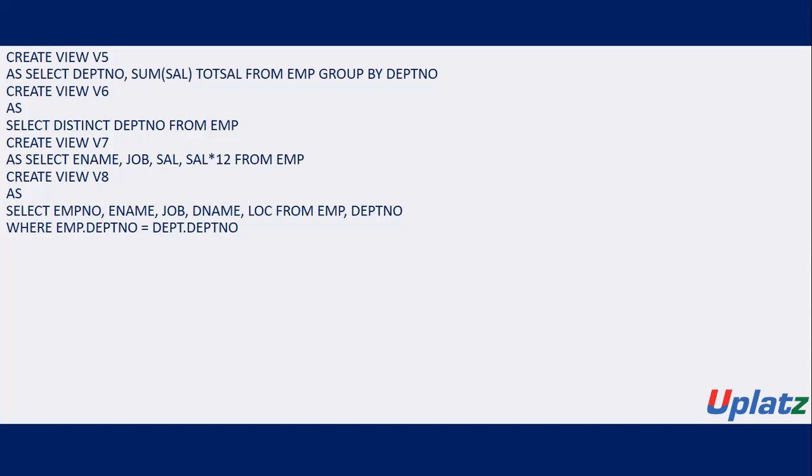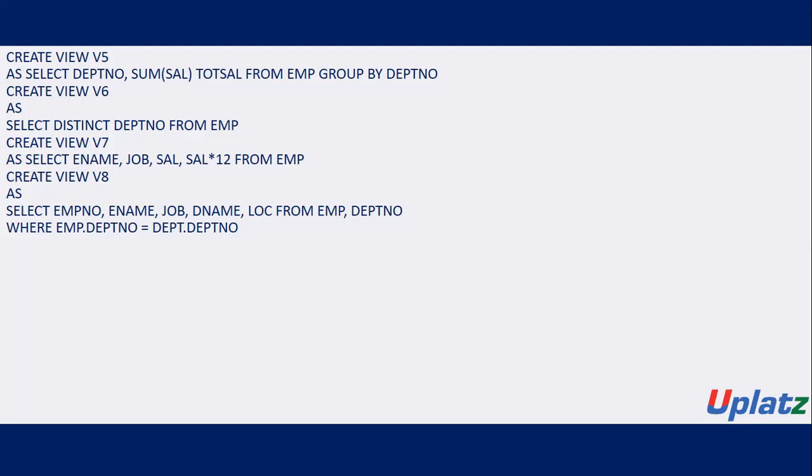So it gives the aggregate summation salary of the employee based on the department. Department wise aggregate summation salary, this query provides, that is it creates the view on the department aggregation salary, summation salary. So the next example is create view V6. We are creating a new view called V6 as select distinct department number from employee.